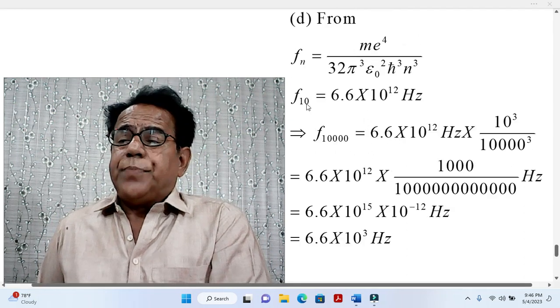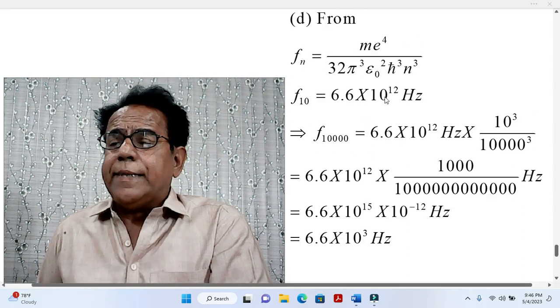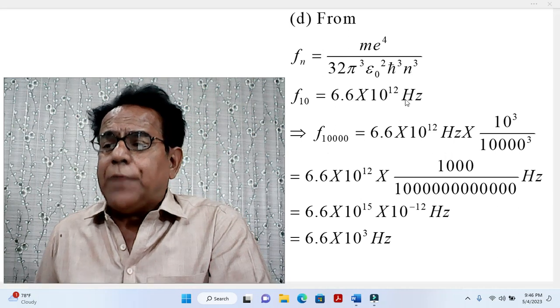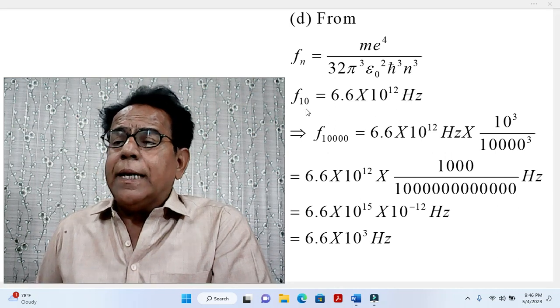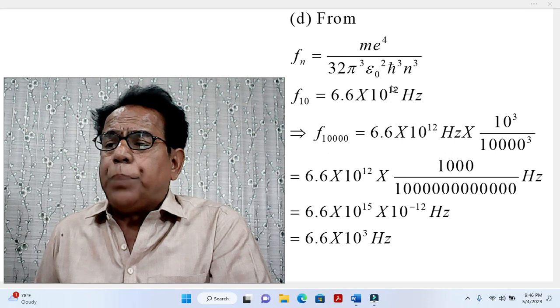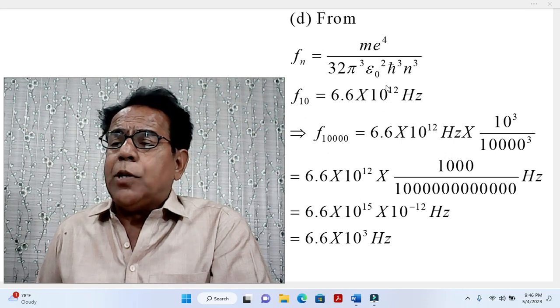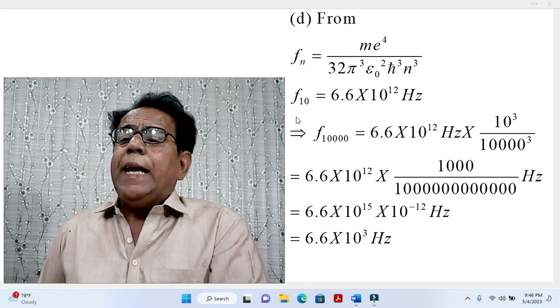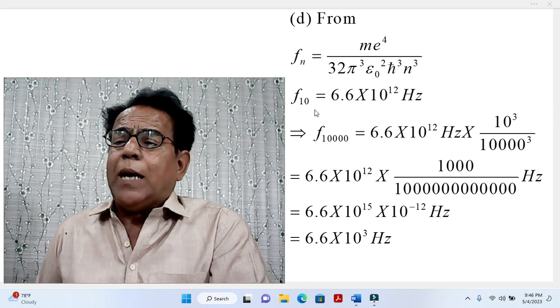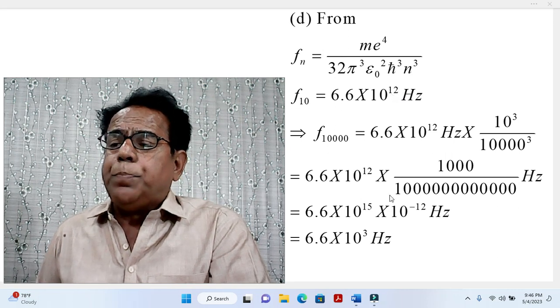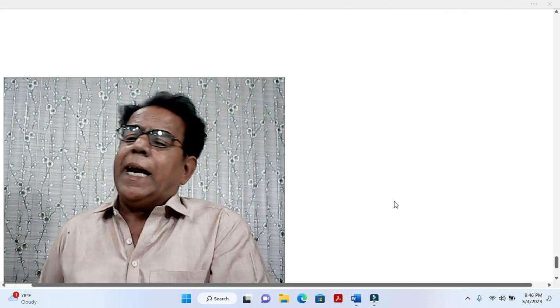So F10 was 6.6 into 10 raised to the power 12 hertz. F100 has become equal to 10 to power 9 hertz. F1000 has become equal to 10 to power 6 hertz, and F10,000 has become equal to 10 raised to the power 3. Okay, and this is the end of our problem.